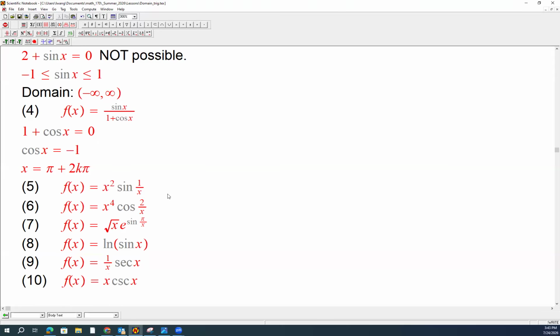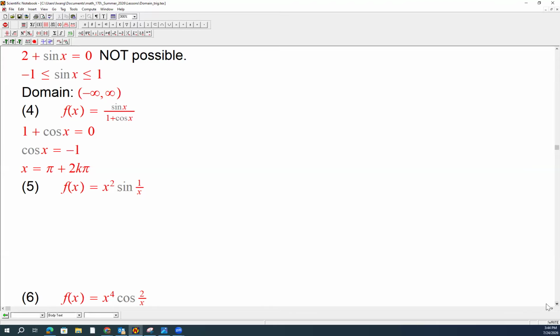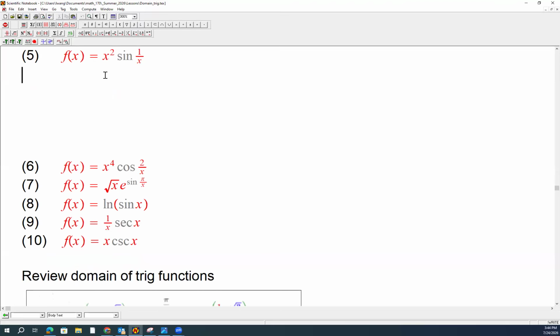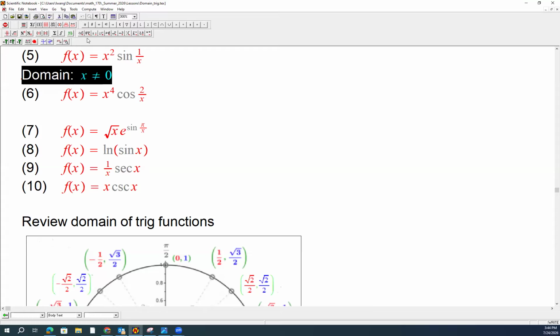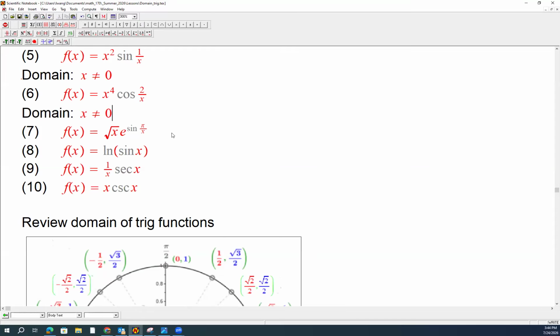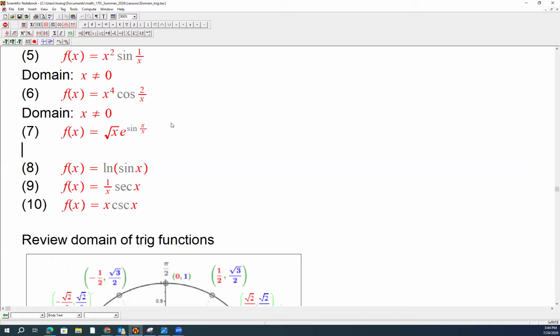All right, we have 6 more. On this one, it's a product of two functions: x squared, of course, is a quadratic function, and sine of 1 over x. So in this case, it's obvious the domain would be x cannot be 0. That's it. And number six, x raised to the power 4 is a polynomial. So this domain is also x cannot be 0. It's pretty straightforward, right?